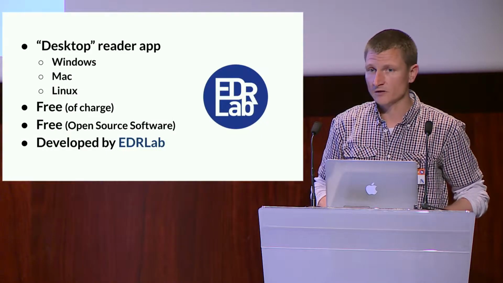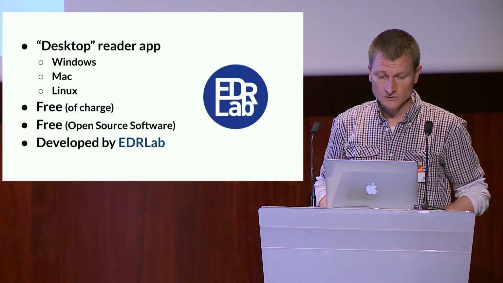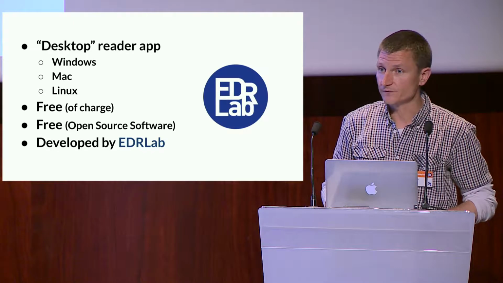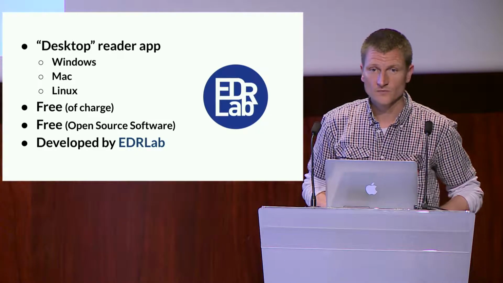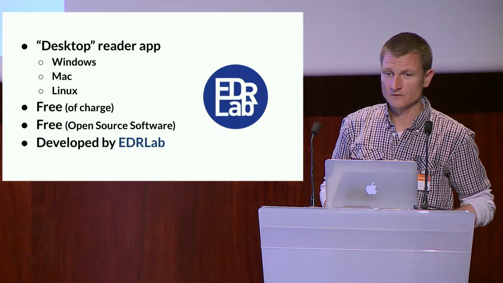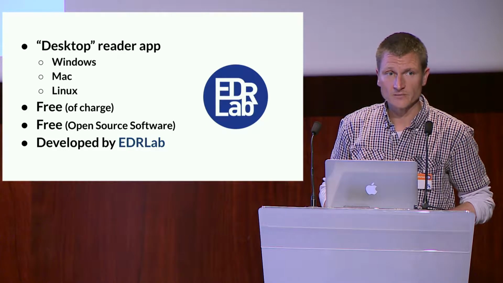But now I'm going to talk about Thorium, or Thorium in French, which is the desktop reader app made with the Readium SDK. So Thorium is available for Windows, Mac, and Linux as a standalone installer, as well as deployment on the relevant app stores. It is free, as in free of charge. It's also free, as in open source software. I'll give you a link at the end of this presentation on GitHub, where you can find the source code. And it's developed primarily by EDRLab.